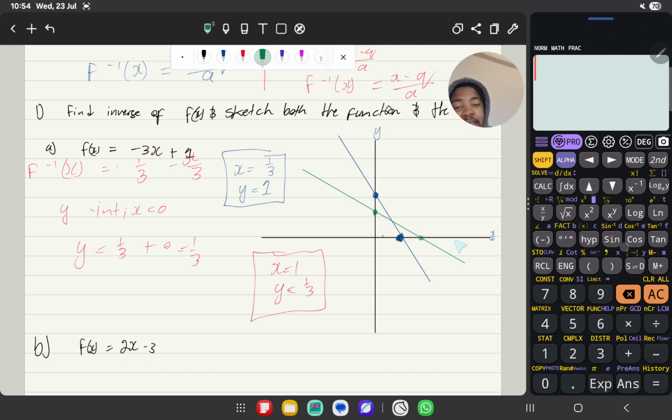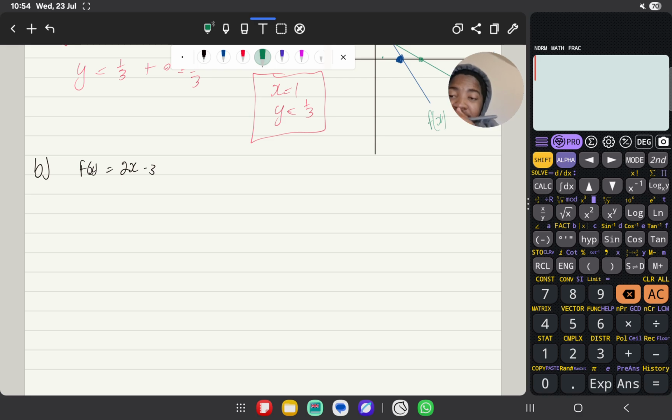But yeah, this is basically it. This will be the f minus 1, the inverse, and then this will be the original f of x. But yeah, basically the y value and the x value stay swapped. Now let's see further.